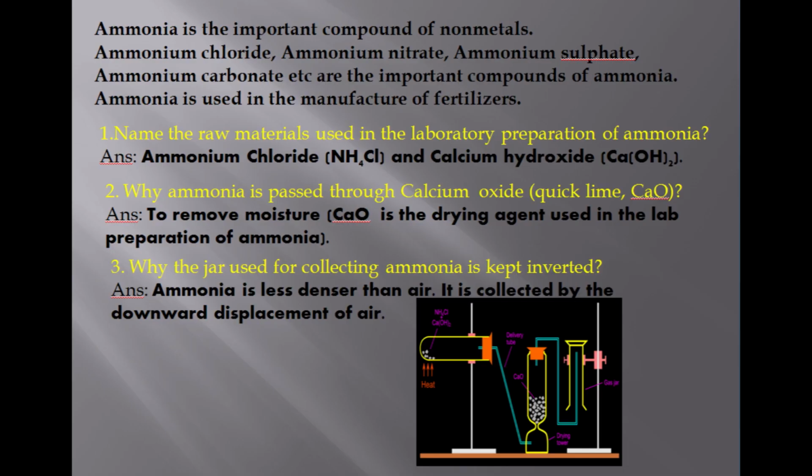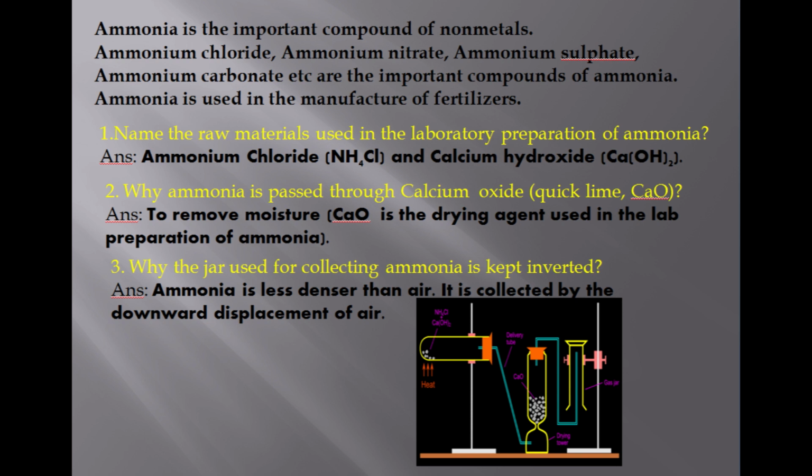Now, let us study about ammonia. Ammonia is an important compound of nonmetal. Ammonia is prepared in the lab by heating ammonium chloride with calcium hydroxide. Ammonia gas is passed through quicklime to remove the moisture present in it. Calcium oxide is a drying agent.